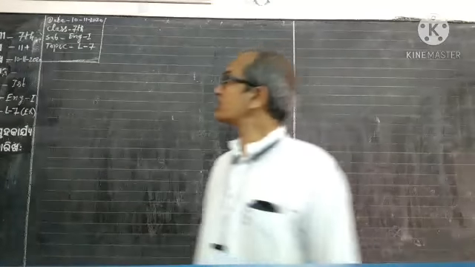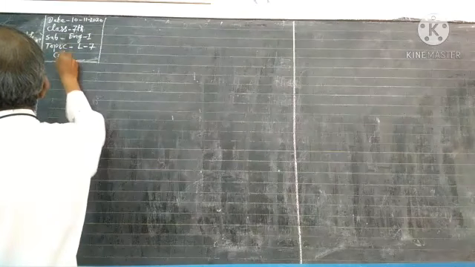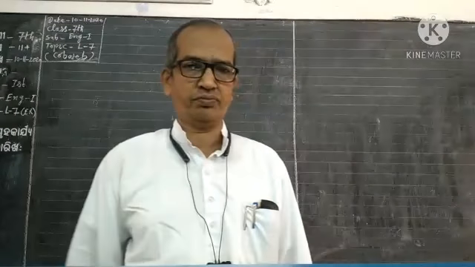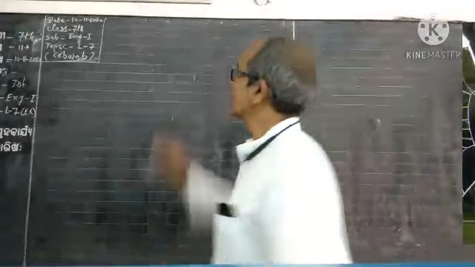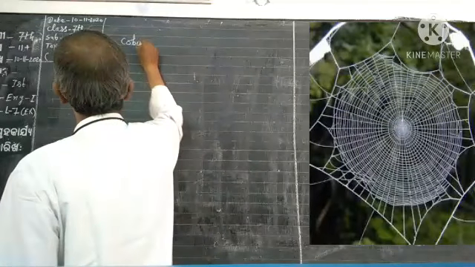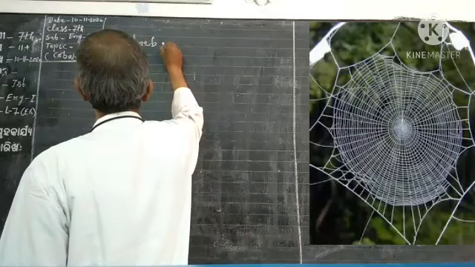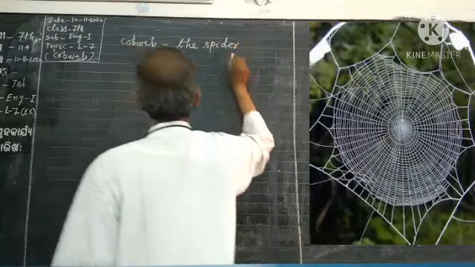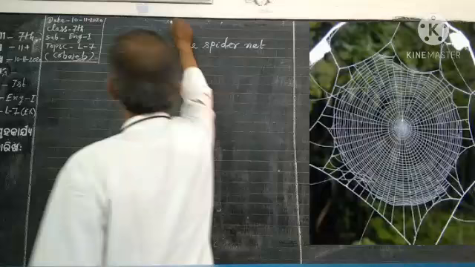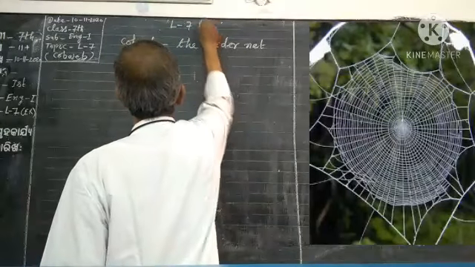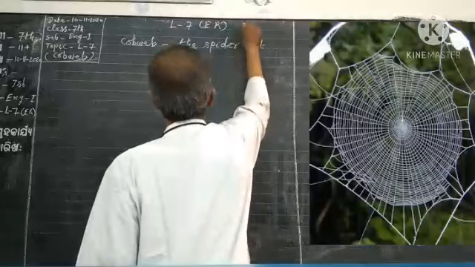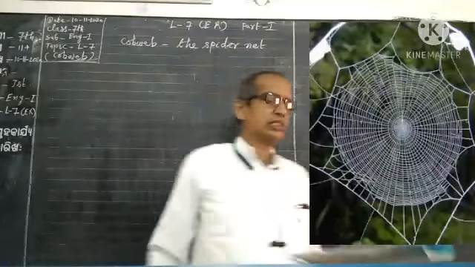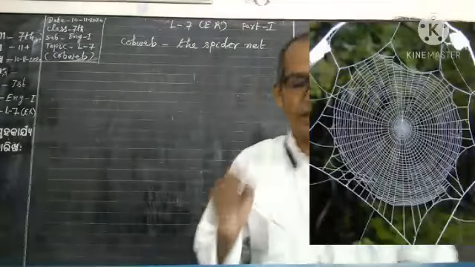So children, today's topic is cobweb. What is it? It is cobweb. Cobweb means the spider net. Look, the spider's net is called cobweb.